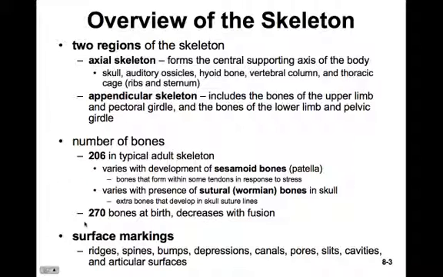At birth, children have 270 bones. However, a lot of these bones fuse together to form the adult skeleton. So the number decreases to 206. Whew, thank goodness. Now, as I said, there's many surface markings on bones that we're going to be held accountable for. There are ridges and spines and bumps and depressions. There are canals, pores, slits, cavities, and all sorts of articular surfaces.